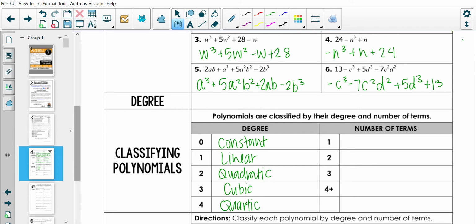If there is one term, it is a monomial. If there are 2 terms, it is a binomial. If there are 3 terms, it is a trinomial. And anything 4 or greater is just a polynomial.